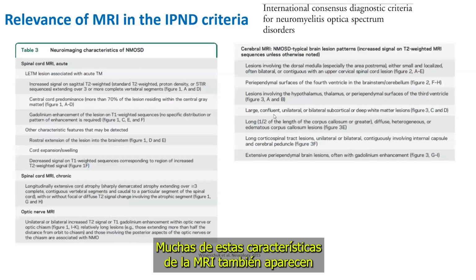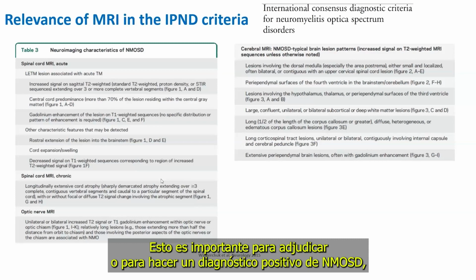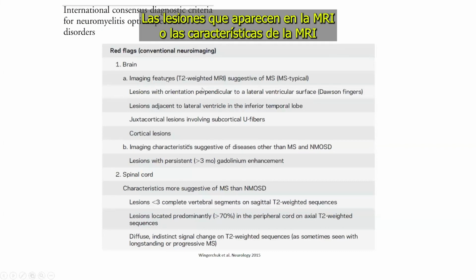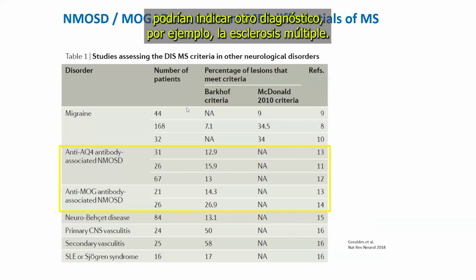And many of these MRI features also appear in the diagnostic criteria published by the IPND panel in 2015. And this is important to adjudicate or to kind of positively diagnose NMOSD, but this is also relevant to address certain red flags. So lesions on MRI or MRI features that would rather argue in favor of another diagnosis, for example, such as multiple sclerosis.